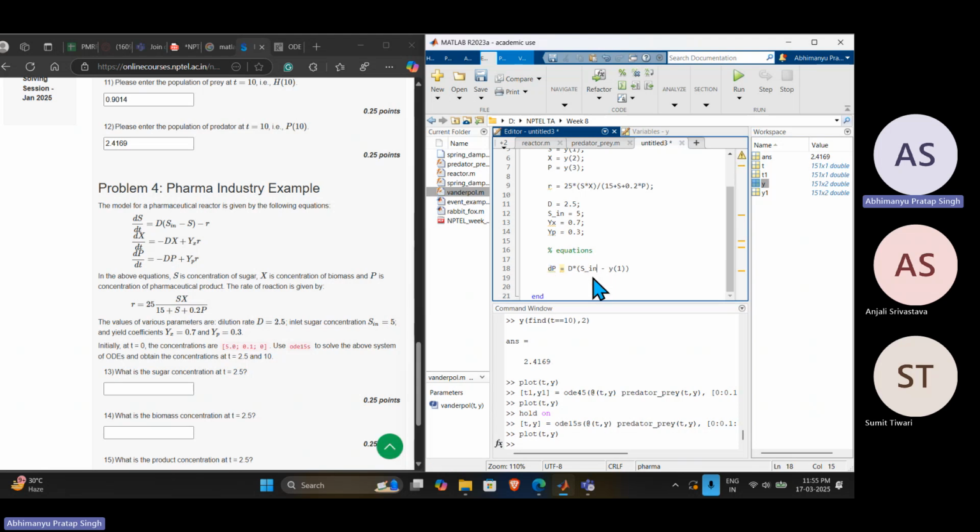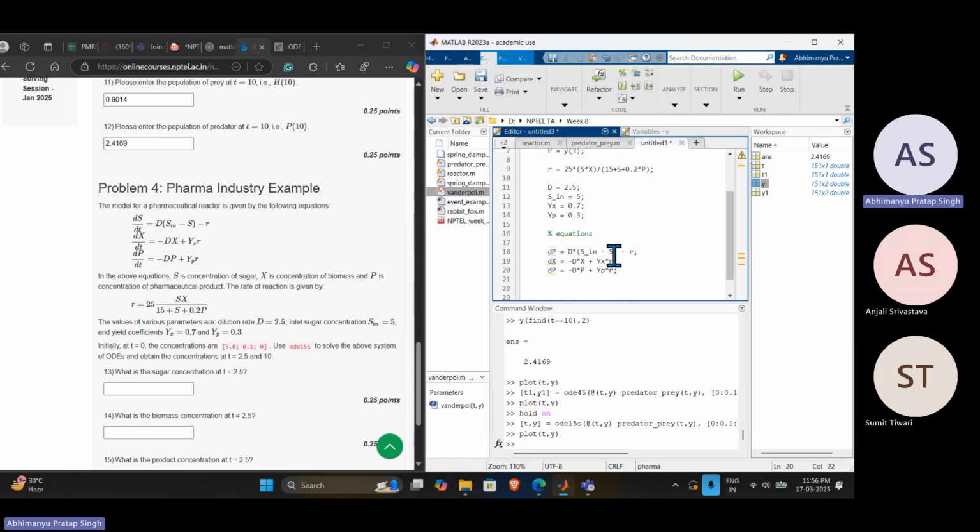dS is equal to D times S in minus S minus R. Just a minute. dX is equal to minus D times X plus Yx times R, and then dP is minus D times P plus Yp times R. It's correct: D times S in minus S minus R, minus dX plus Yx R, minus dP plus Yp R.